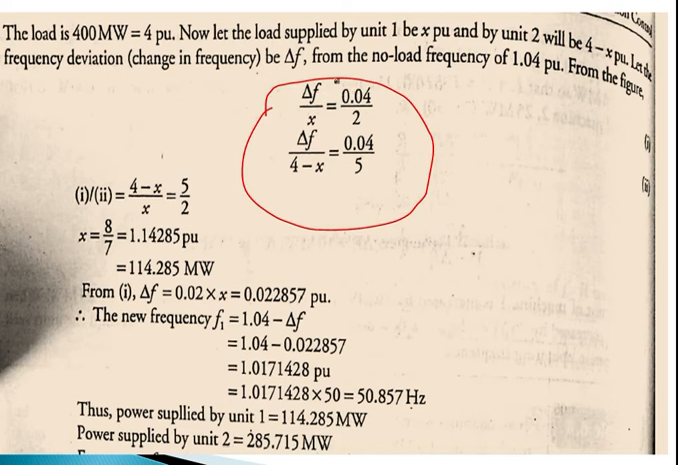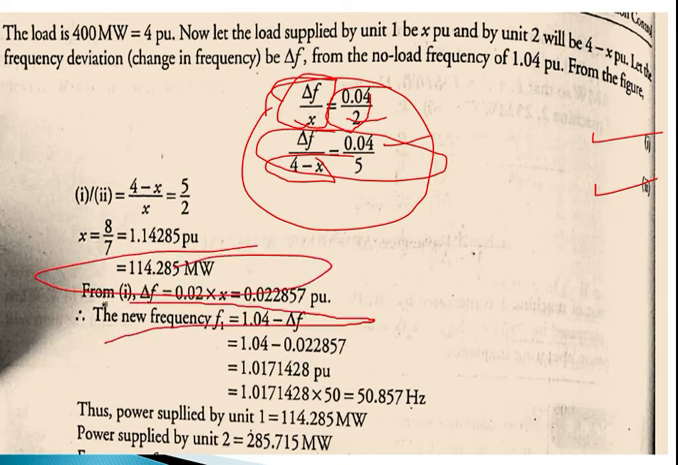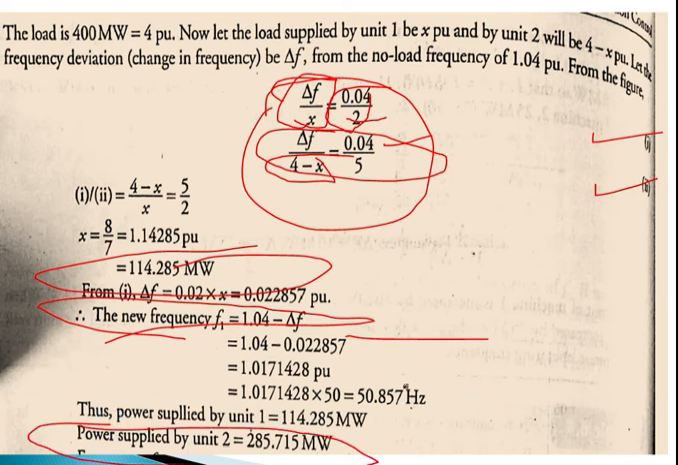In the first case, change in frequency divided by X, that is the first change of load, equals the droop characteristic 0.04 divided by power, which is 2. For the second case, change in frequency delta F divided by 4 minus X equals 0.04 divided by 5. Consider this as equation 1 and this as equation 2. Then you have to find the value of X. The new frequency is calculated by this equation. Then you will get the equation like this, so you can find the value of power supplied by the 2.